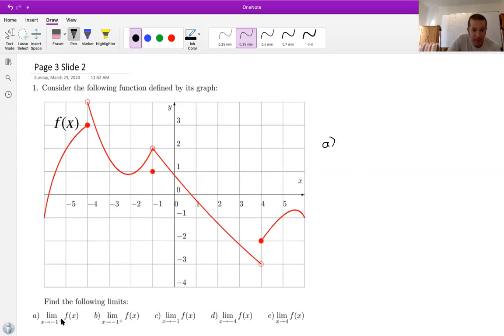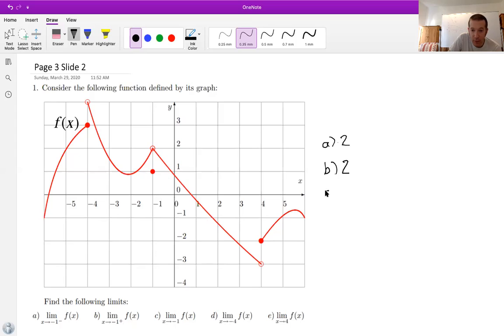So for A, the limit as x approaches -1 from the left. So -1 is here. As I approach -1 from the left, y is approaching 2. B, as x approaches -1 from the right, so that's the same x value, -1, and I approach from the right, and y approaches 2.